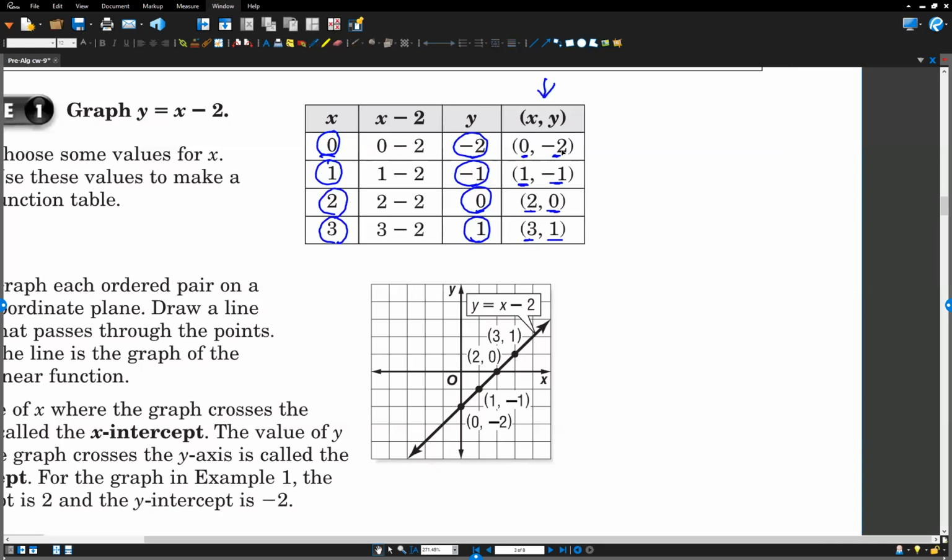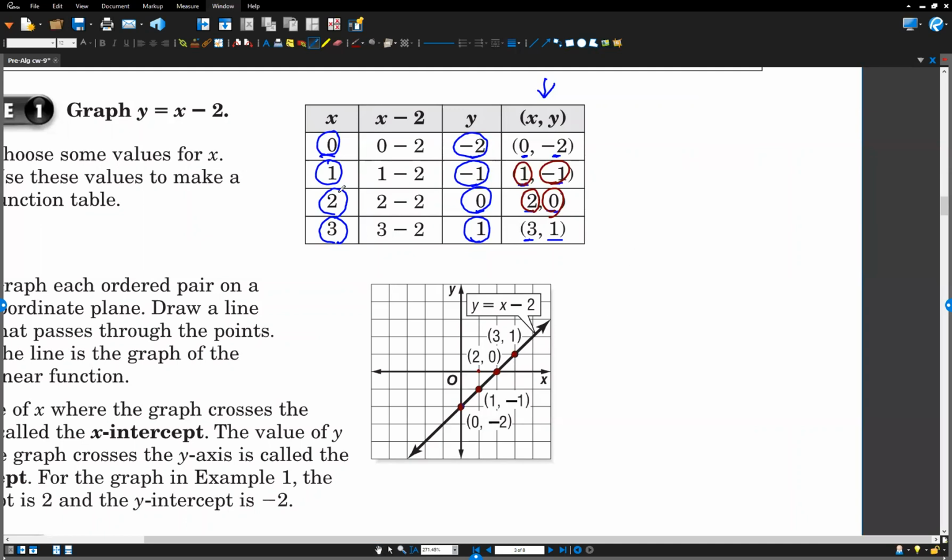So when x equals 0, y equals -2. Where is it? This point, I'm going to make a red color. All right. Second point, when x is 1, y is -1. This point, second point. The next one, when x is 2, y equals 0. That's the third point. What about the other points?